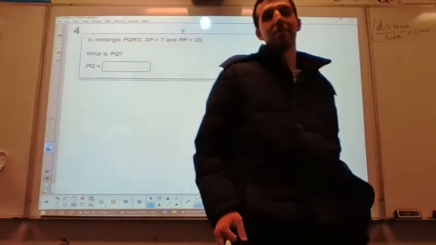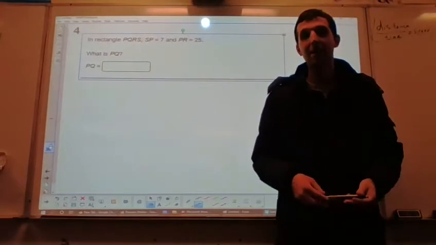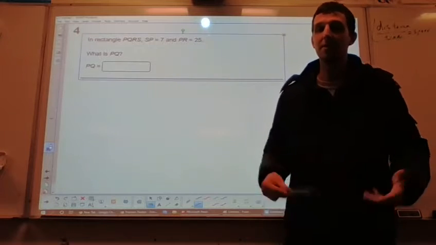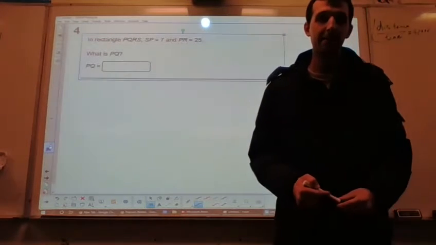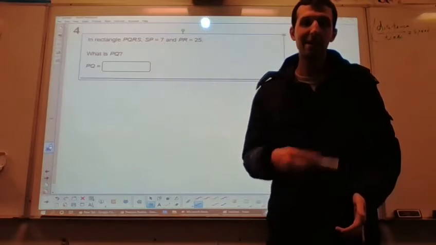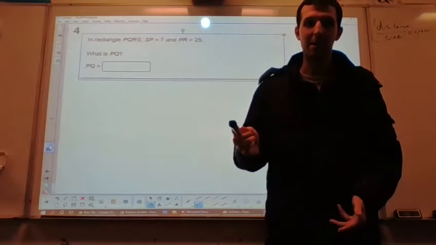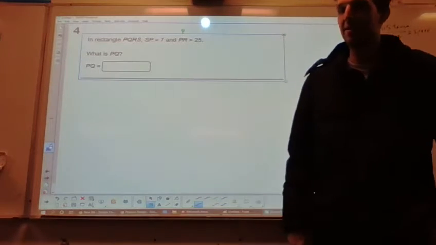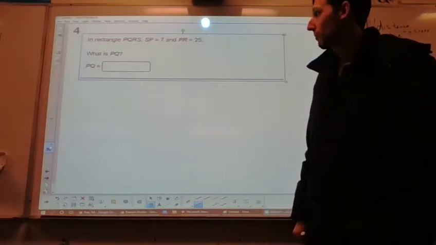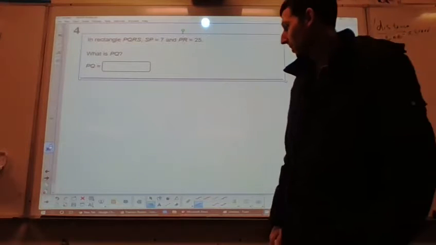Okay, next problem. They don't have a figure. Well, what are we going to do? Well, we're going to draw the figure. Remember, when you're drawing the figure, you have to go either clockwise with the letters or counterclockwise. You can't just haphazardly put the letters on there. So we got a rectangle, PQRS.